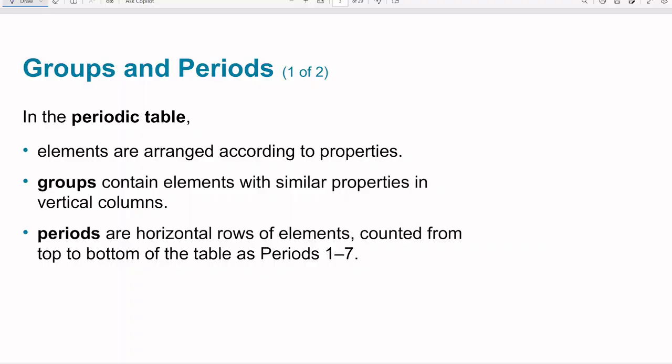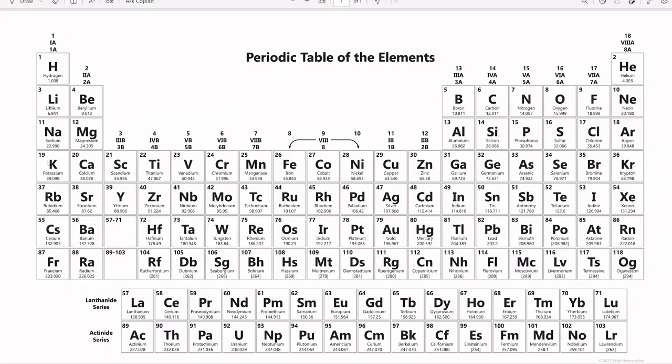In the periodic table, elements are arranged according to repeating similar properties. Groups contain elements with similar properties in vertical columns. Periods are horizontal rows of elements counted from top to bottom of the periodic table as periods 1 through 7. So we can see here the groups are the vertical columns and the periods are the rows. And we have 1, 2, 3, 4, 5, 6, 7.